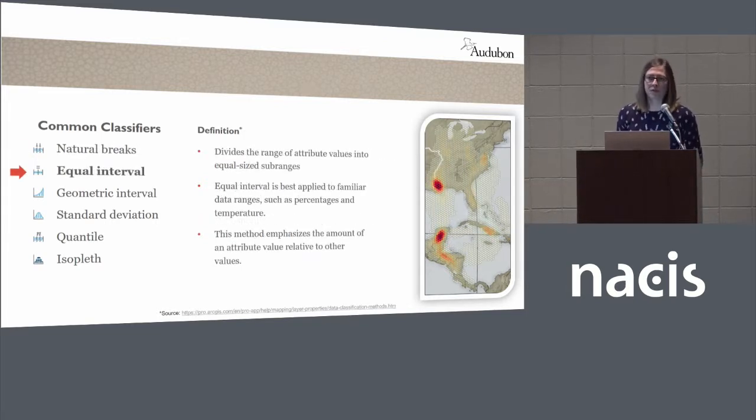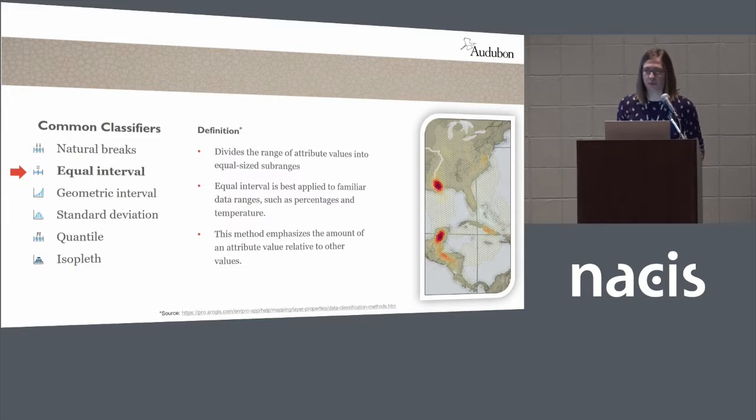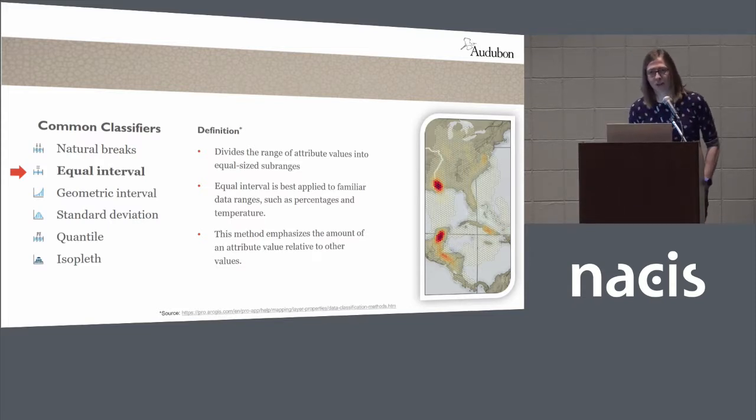So equal interval is very straightforward. Every class is the same width. And this is really good for things like percentages and temperatures, linear data. But for my data, you can see that it's really undervaluing the low values and the mid values in the landscape.